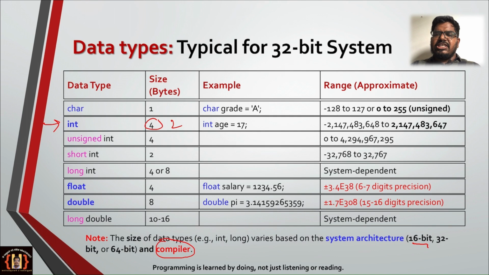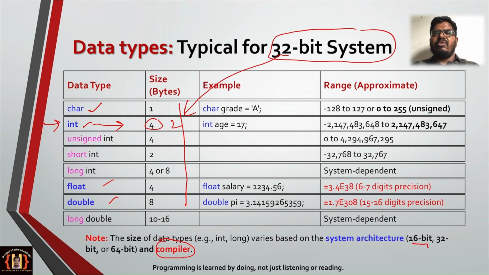So for running a C program, these sizes, whether int is 4 bytes or not, are compiler dependent and also system architecture dependent, and decided by the type of the system. That's why I am saying for a 32-bit system, these are the sizes for char, int, float, double. These four, char, int, float and double, we call primitive data types.